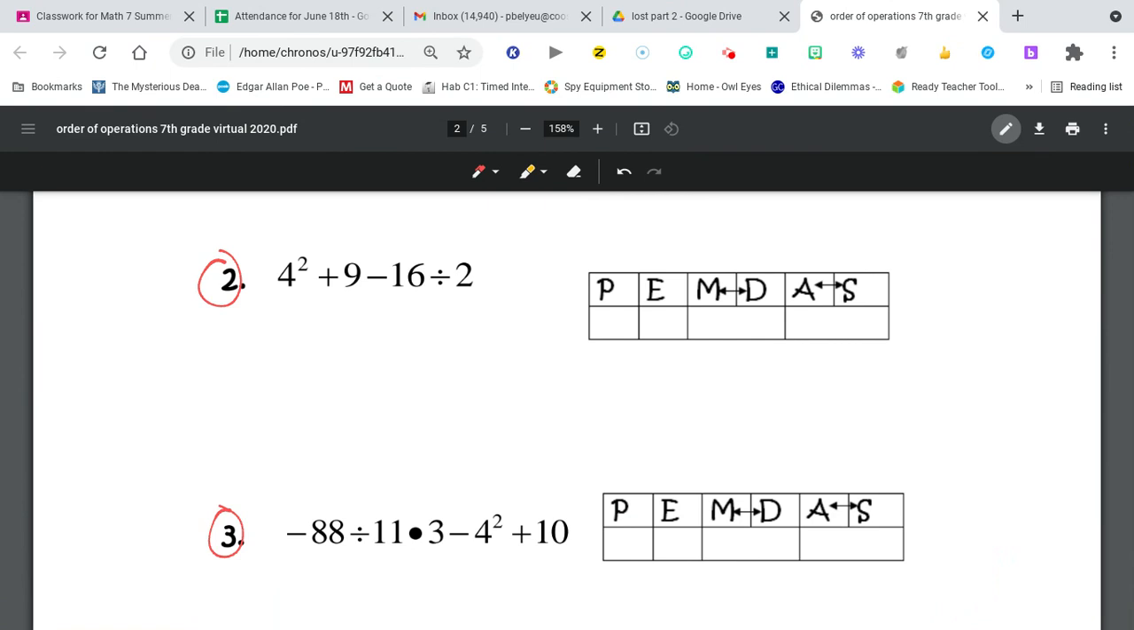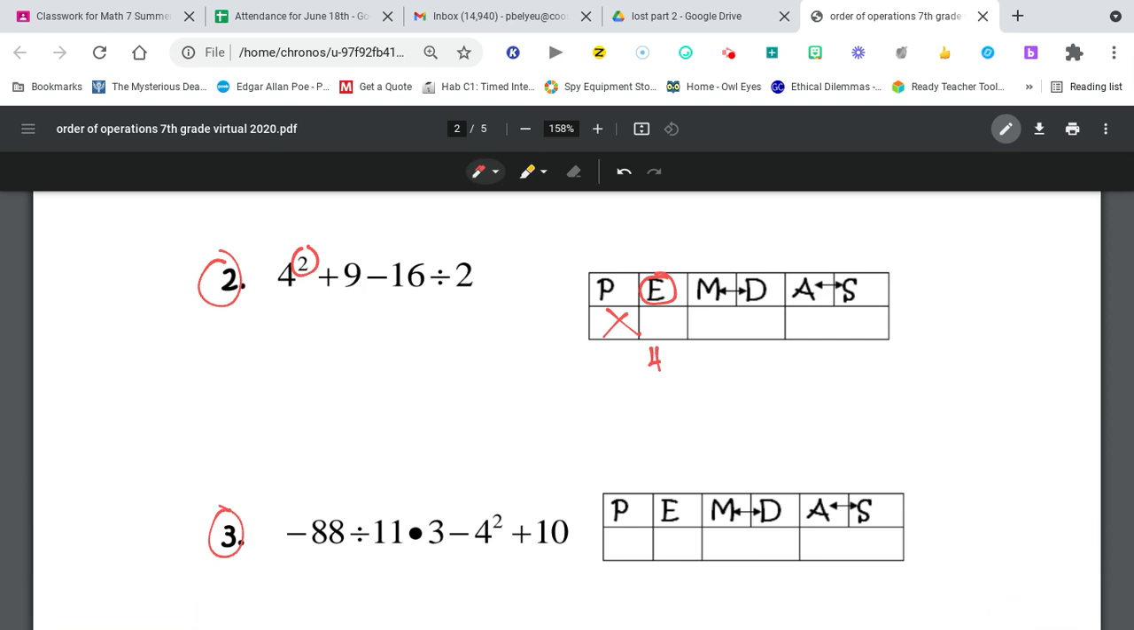All right, so the first thing you want to do is check to see if you have parentheses. So I look in the problem, there are no parentheses. I'm going to cross that out. Then the next thing you want to do is look in the problem and see if you see exponents. Well, I see an exponent. There's an exponent right here. So I'm going to take care of that part first.